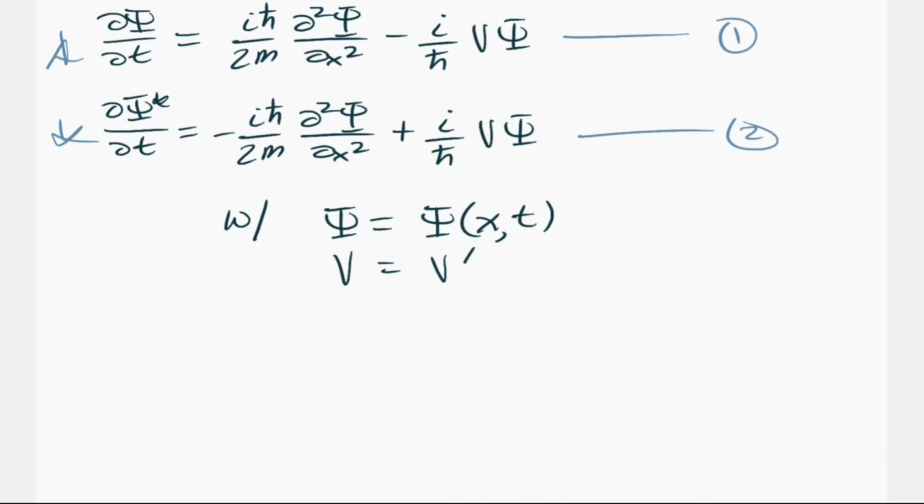We also know that ψ is equal to ψ of x comma t, and V is equal to V of x comma t. So that's really our potential. Technically, if you want to be specific about the proof here, we can write that out.